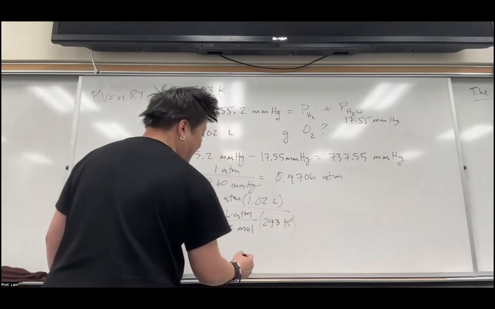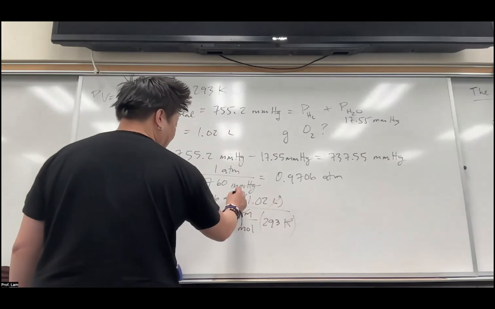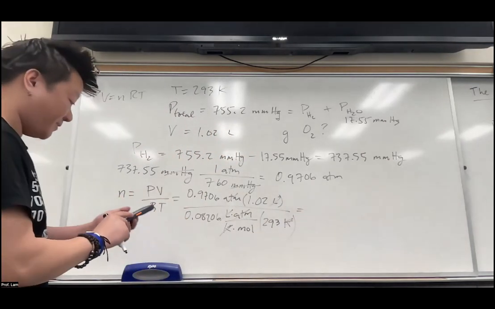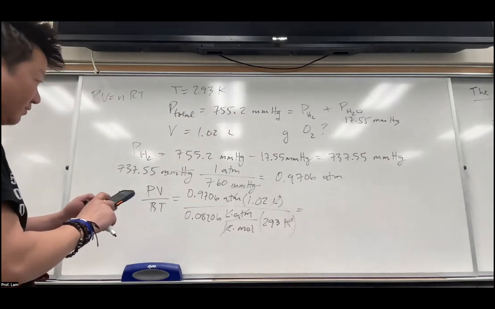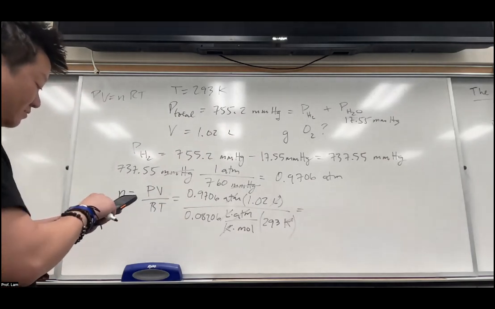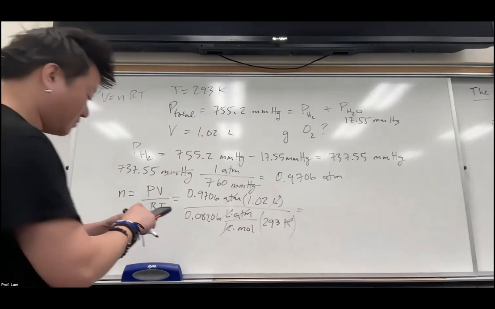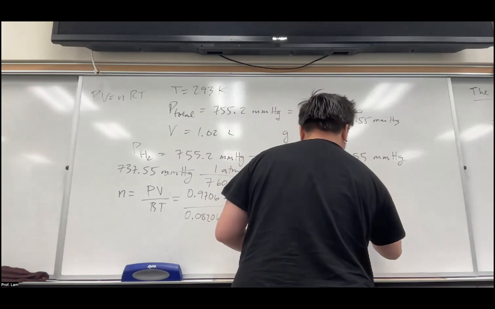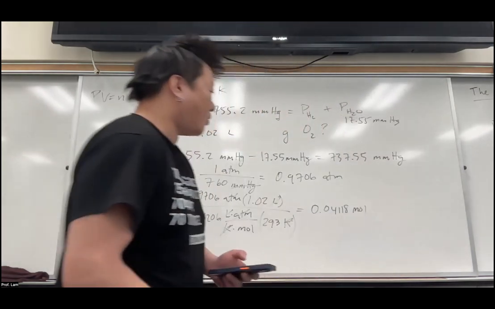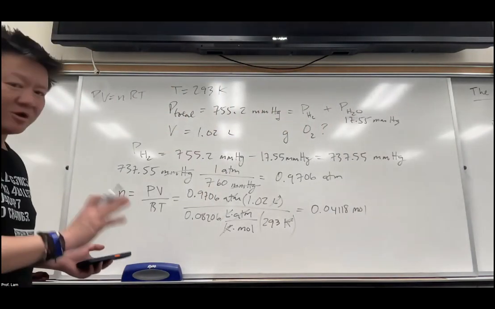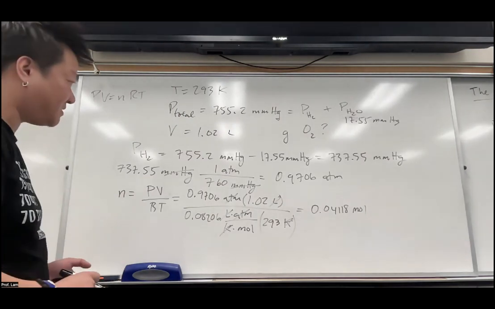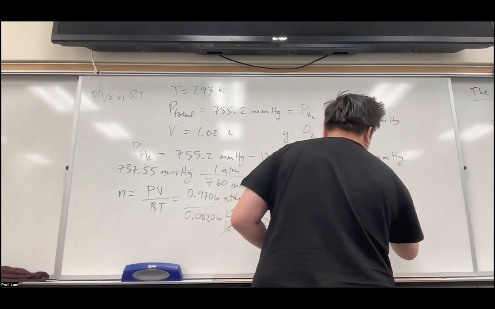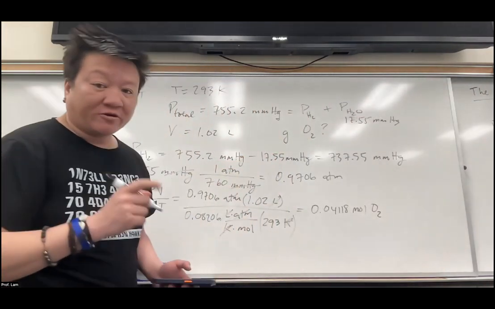So Kelvin, as you can see, cancels out. Liter cancels, atm cancels, and we have 1 over 1 over mole, which is mole, right? So I have 0.04118 moles. Remember, don't round yet, so keep many sig figs. That's moles of O2, right, guys? And we need grams of O2 though, so one more conversion.